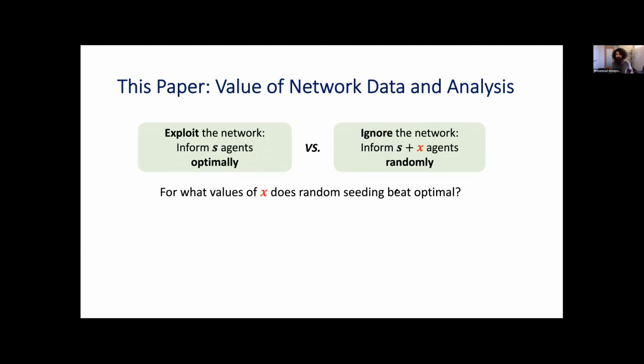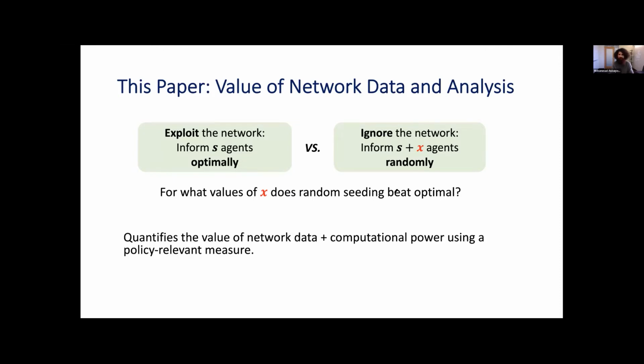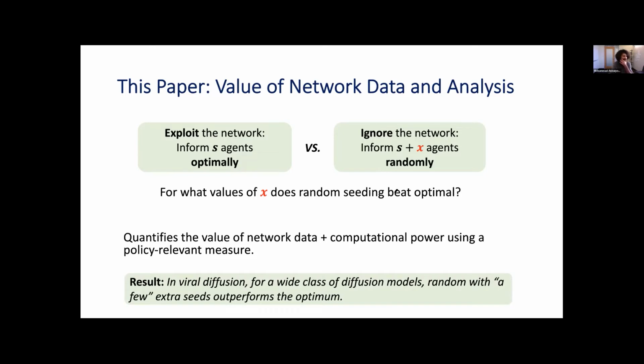That's amazing. Theorem 2 is that X is small. So this quantifies the value of network data and computational power at the same time, because I'm assuming you also have access to infinite computational power. And the main result is that for this class of diffusion models that have the independent cascade property, and I will tell you more precisely what I mean, if the diffusion is going to be successful to begin with, then random with a few extra seeds is gonna beat the optimum.